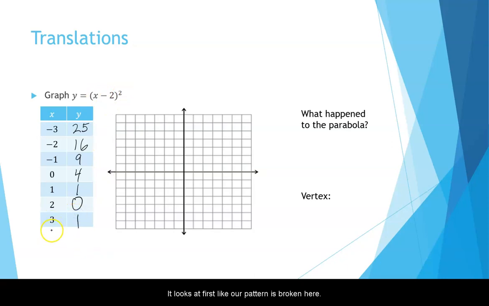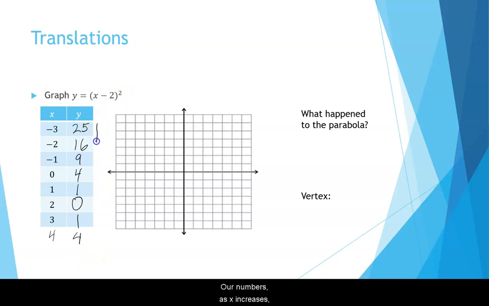It looks at first like our pattern is broken here. What if we did just a little bit more on this table? If we plugged in 4 for x, we would have 4 minus 2 is 2, 2 squared is 4, and we can start to see the pattern again.